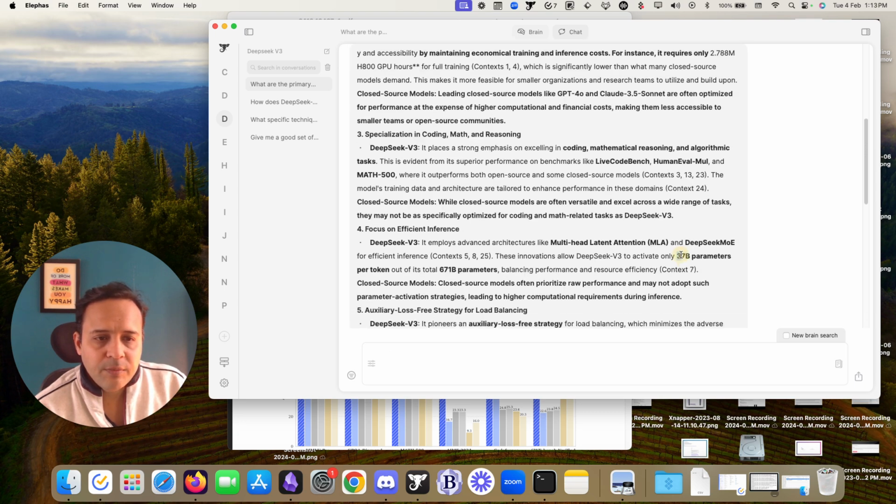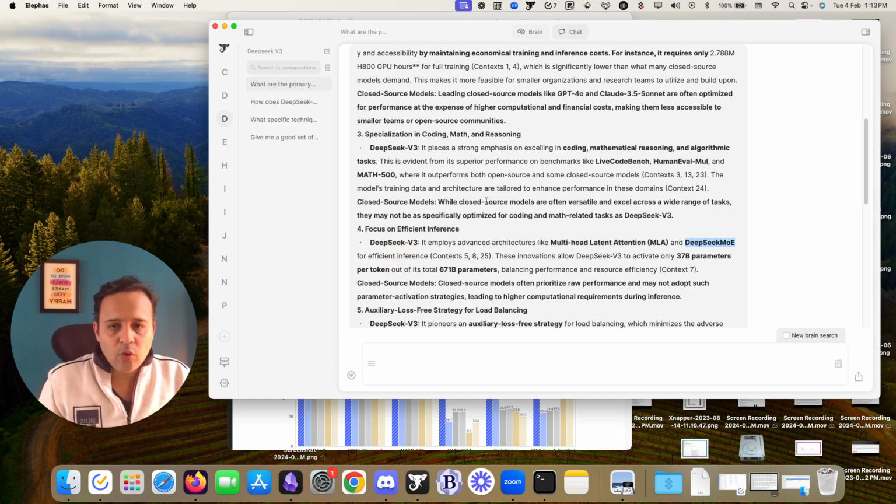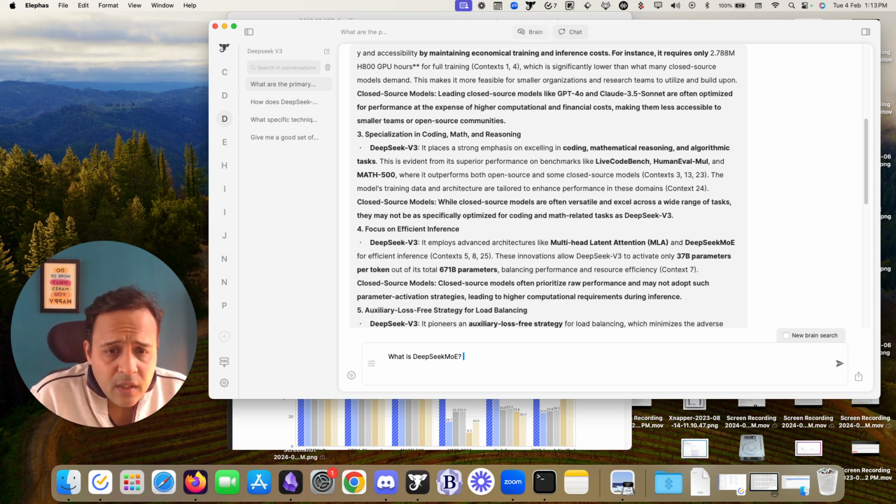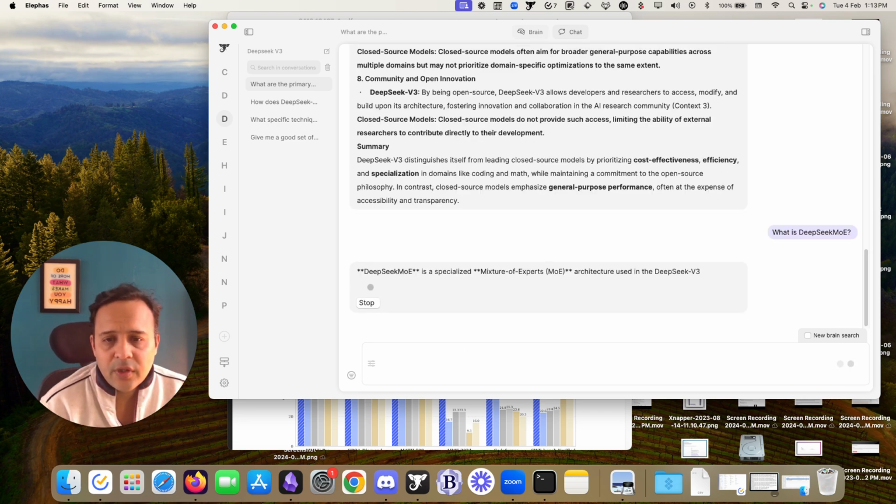There's something about 37 billion parameters. Okay, it employs architectures like multi-head latent attention and DeepSeek MoE for inference. DeepSeek MoE is interesting. I want to ask it more about DeepSeek MoE. Right, so I'll just ask it in this chat itself. What is DeepSeek MoE? I want to know what this particular concept is. Right, let's see what it is.